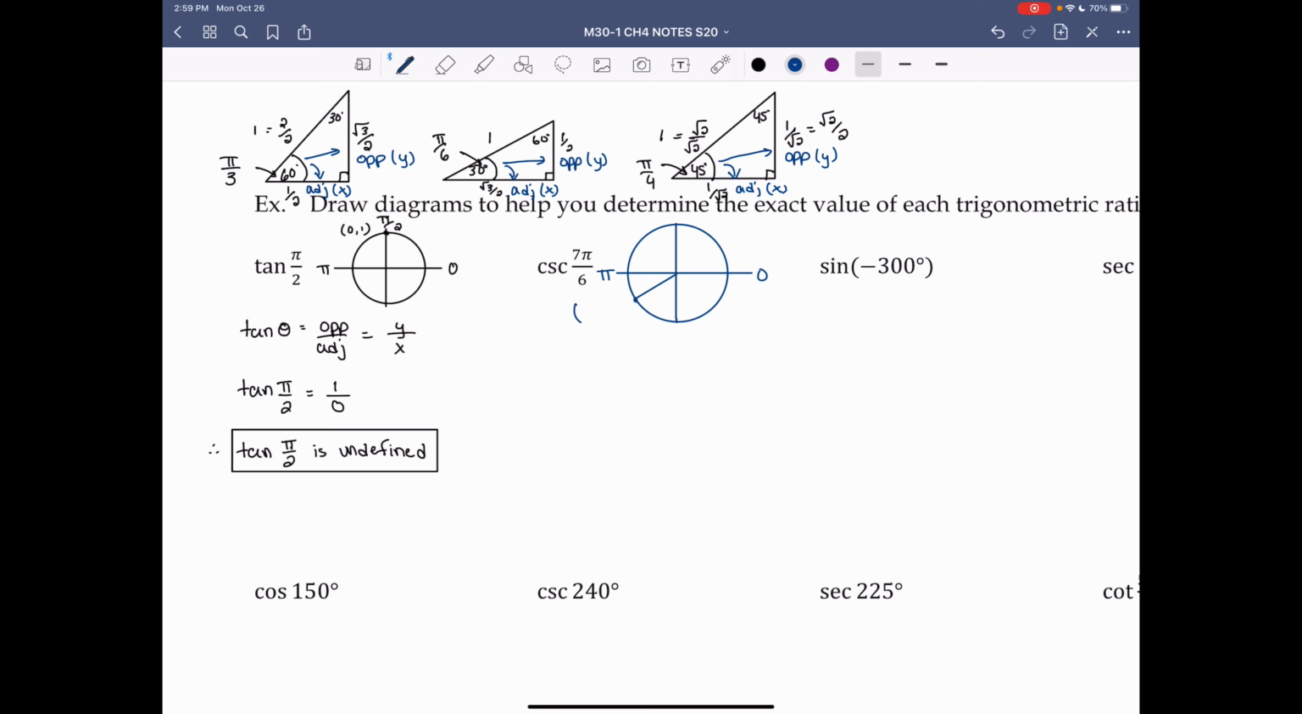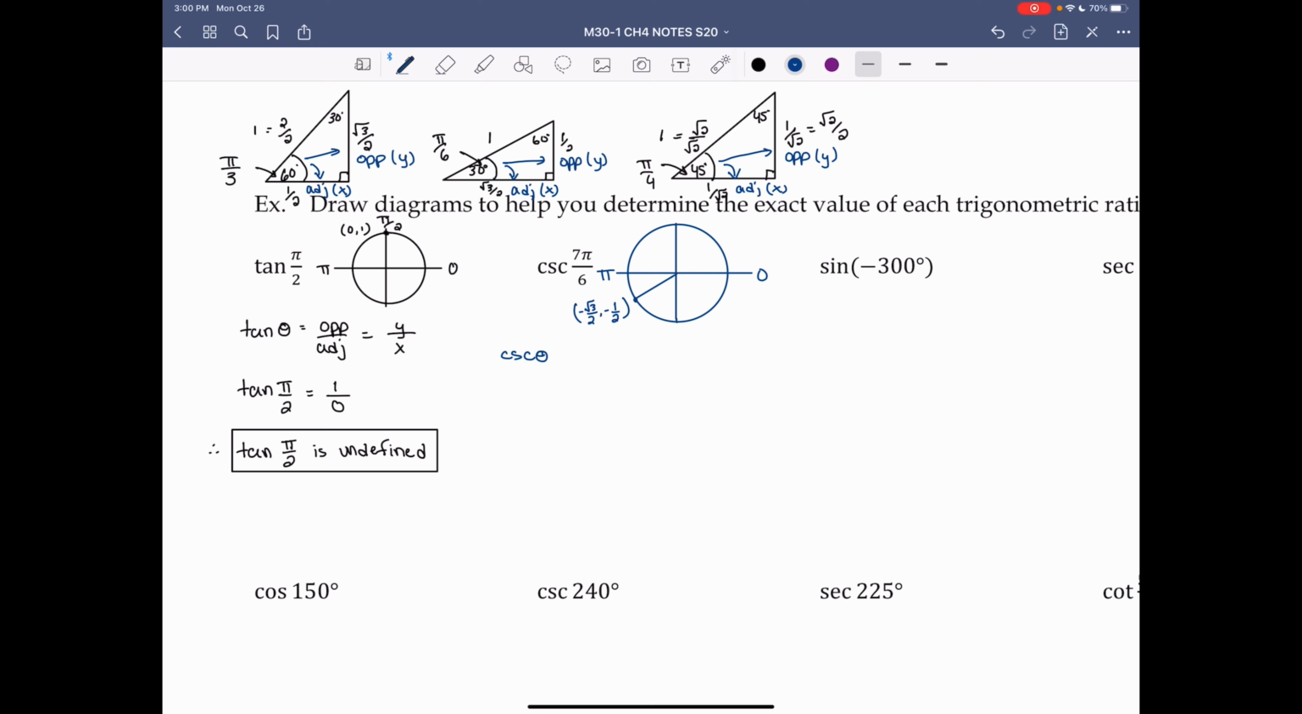Then the coordinates, if I look at 7 pi over 6, reference angle of pi over 6, which is here, our x value is the adjacent, which is root 3 over 2. Our y value is the opposite, which is 1/2. So root 3 over 2 and 1/2. And then it's in quadrant 3, where x and y are both negative. So negative root 3 over 2 and negative 1/2.